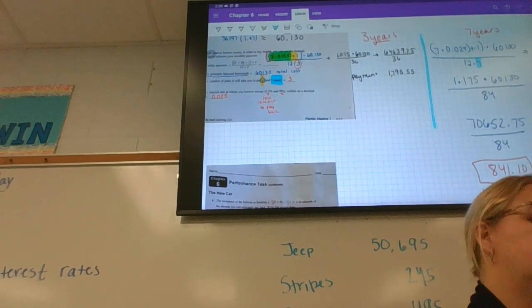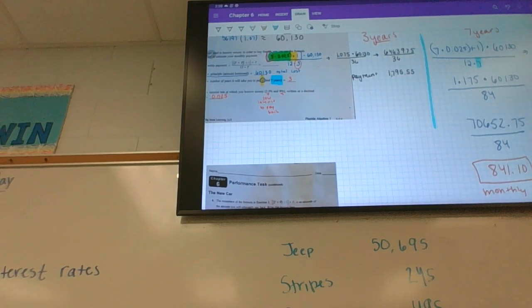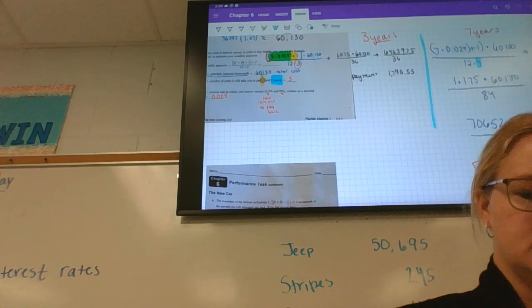So if you only took the loan for 3 years, your monthly payment was $1,700. Spread over 7 years, it's only $800. So it's quite a bit less. But you end up paying more. The best thing is to pay more on day one and owe less.